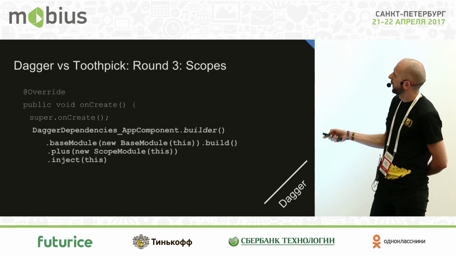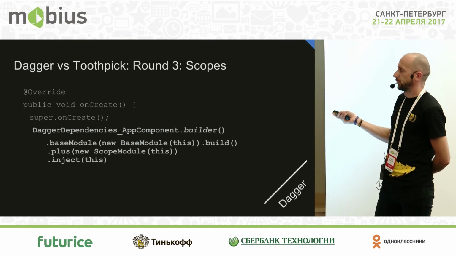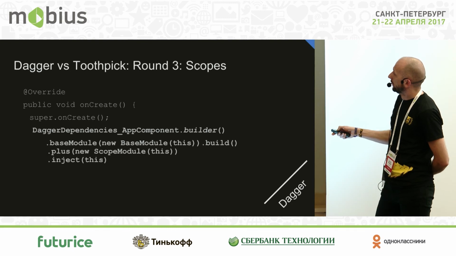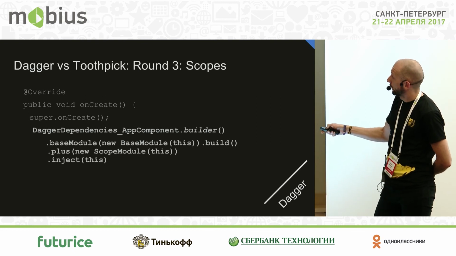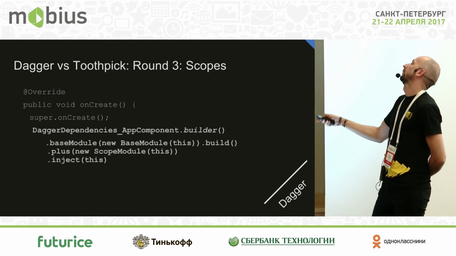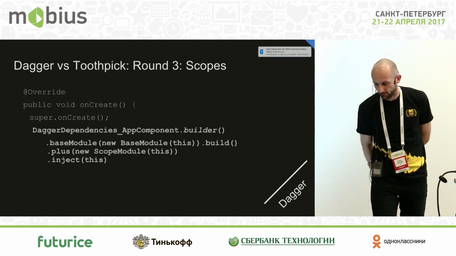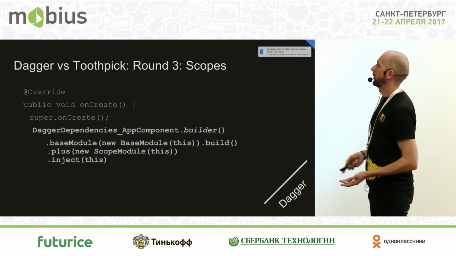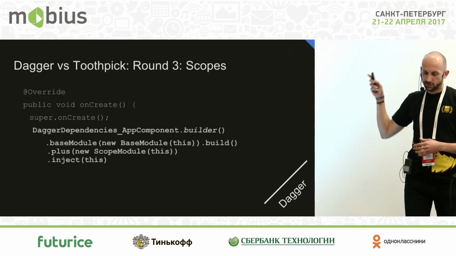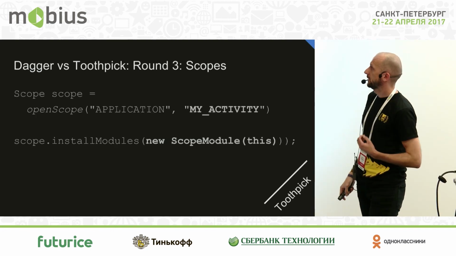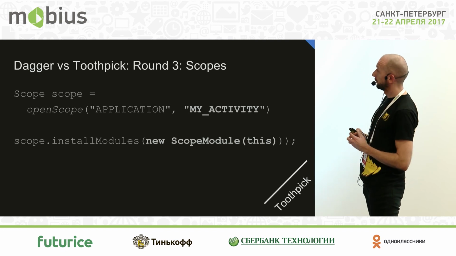We would go back to our app component builder, which is generated by the compiler. There's the base module that we saw. Then we call this plus method that we just created for the scope module, giving the activity. And then we would call finally inject. So now we are done. We just used activity scope. For me, and I like Dagger, and I've worked a lot with Dagger, but this is really problematic. I hate this. So let's look at scopes in Toothpick.